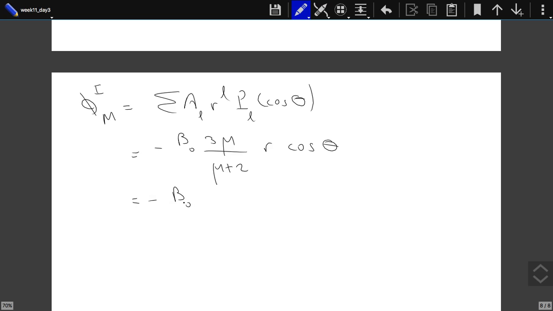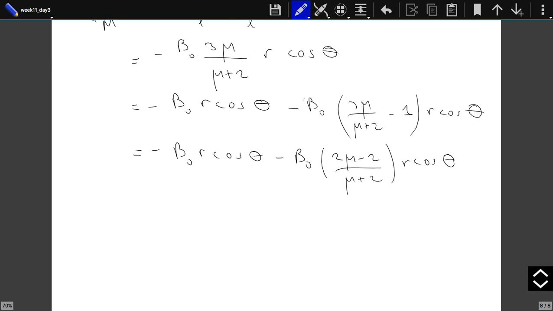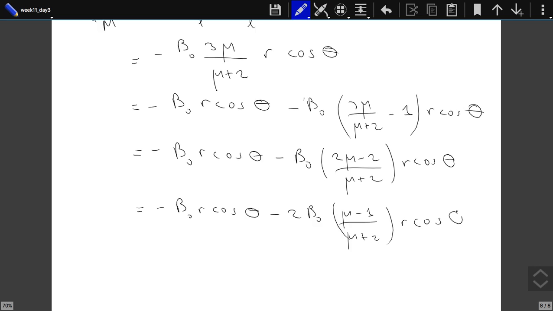Let me write it in a different form. This is minus B0 times R cosine theta plus minus B0 times 3 mu over mu plus 2 minus 1 R cosine theta, which is minus B0 R cosine theta minus B0 times 2 mu minus 2 divided by mu plus 2 R cosine theta, which is minus B0 R cosine theta minus twice B0 times mu minus 1 divided by mu plus 2 times R cosine theta.